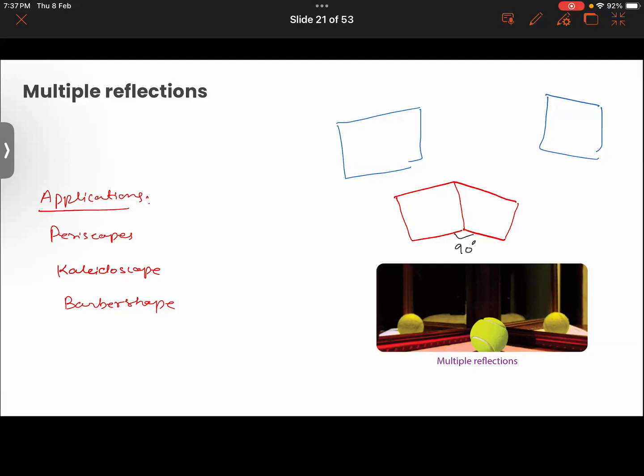How many images are formed in a barber shop when the two mirrors are parallel to each other? Then it will be an infinite number of images formed.